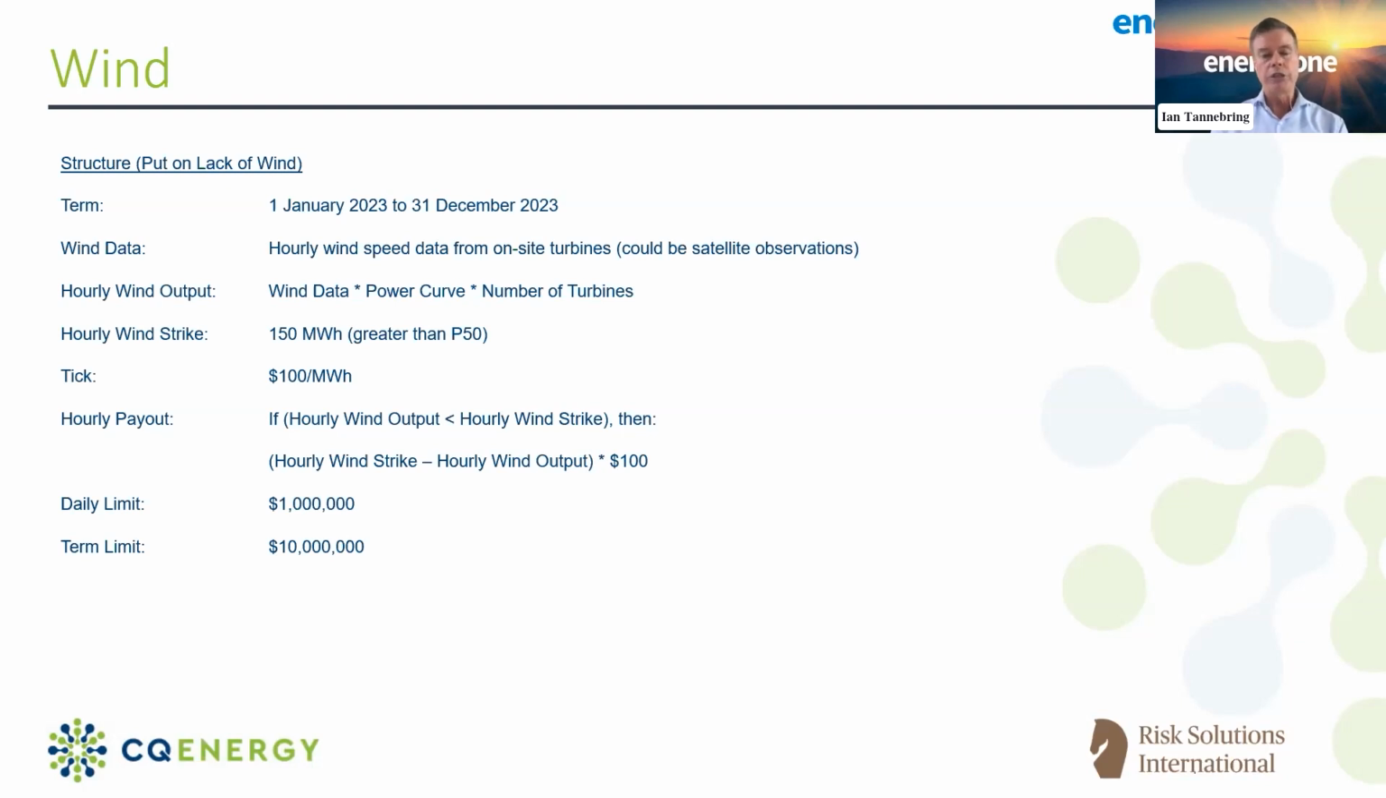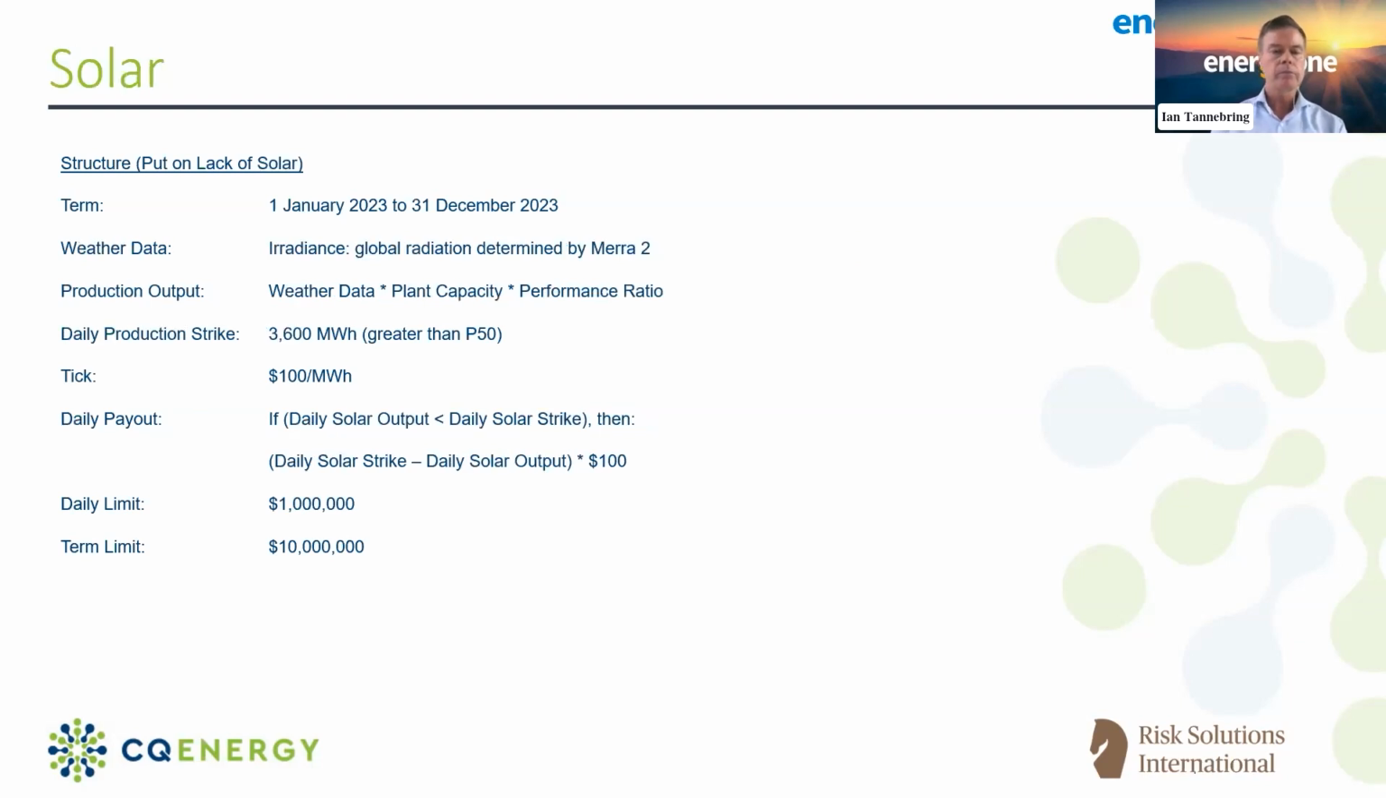And that $100 is just a number that I've come up with, but it could be a function of what power prices are in the market at a point in time, or it could be a combination of power and green certificates or some sort of environmental certificate that they don't get paid for. And once again, this product's got a daily limit and it's got a term limit, and there would be a premium associated with that for transferring that volume or put risk to the seller of the product.